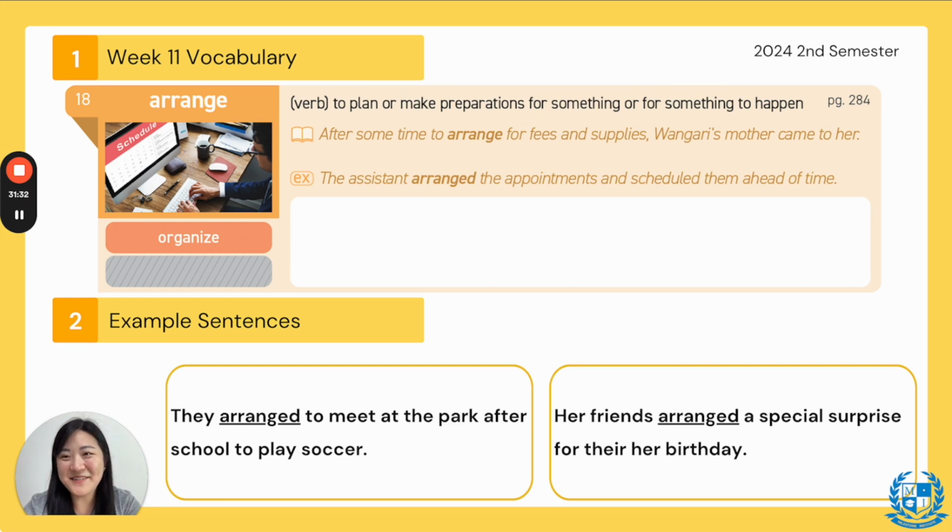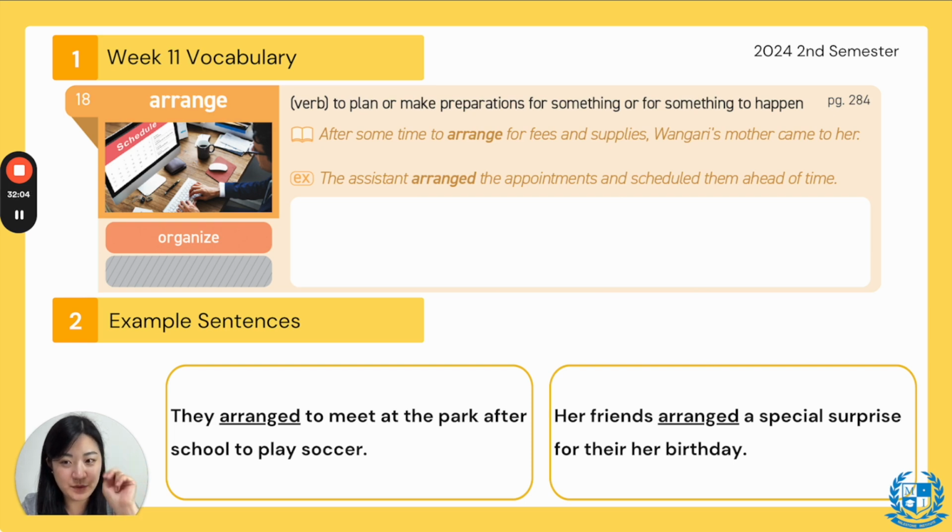Number 18. Everyone say arrange. Arrange. The synonym is to organize, and the part of speech is a verb. It means to plan or make preparations for something or for something to happen. So you're making a plan to do something or to make something happen. In the book, it says, after some time to arrange for fees and supplies, Wangari's mother came to her. So, planning. Let's look at the example.